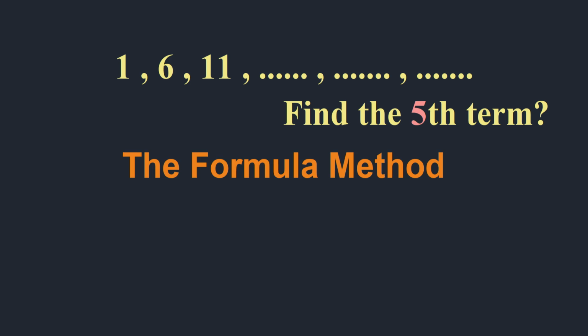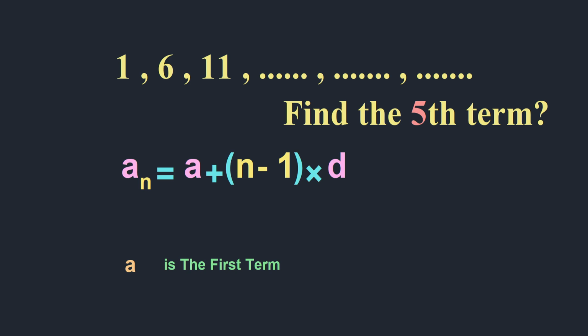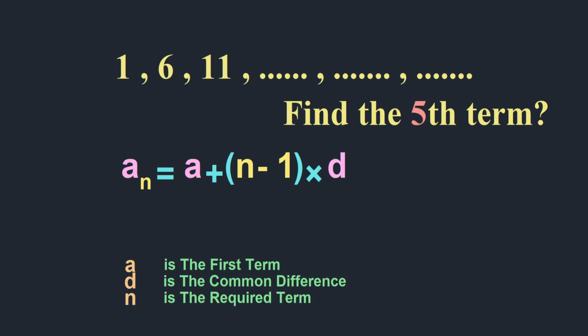In this method, we use the formula a_n equals a plus (n minus 1) times d, where a is the first term and d is the common difference and n is the required term. From our problem, the first term a equals 1 and the common difference d equals 5 and the required term n equals 5.